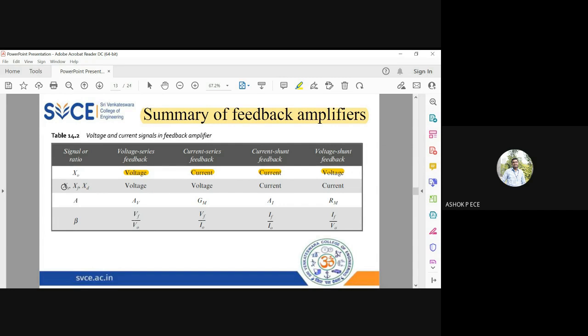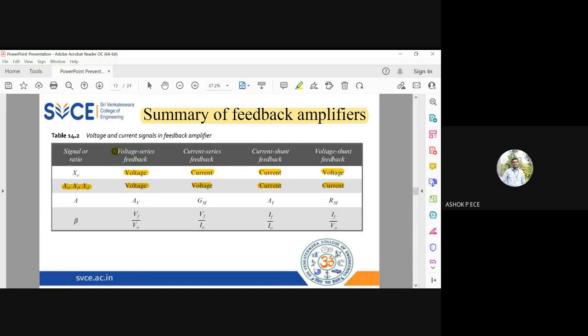What is the mixing network? X naught is the output, XS, XF and XD. XF is the feedback and XS is the input signal, correct? So series means my voltage is additive. Current series means again voltage is additive. Current shunt, so in shunt current is additive. Again voltage shunt, you have the term shunt, current is additive.